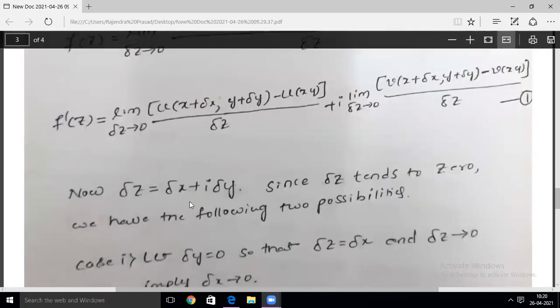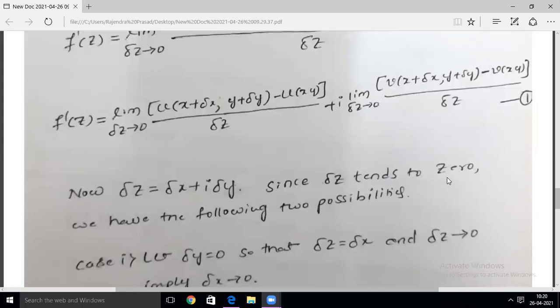Since delta z tends to 0, we have the following two possibilities.